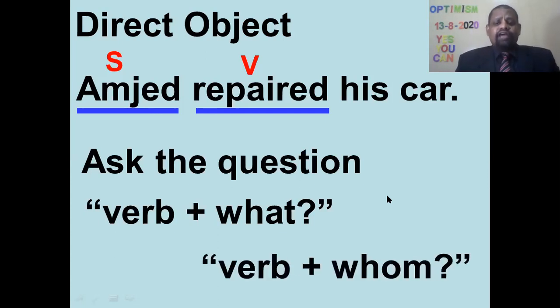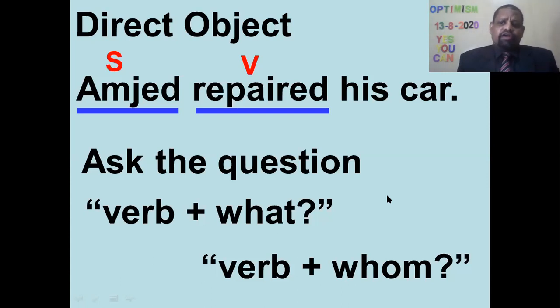Or you can ask who or whom. You just take the verb of a sentence, repair, plus what? Repair what? Another example. I listened to music. What is the verb? Listen. Take the verb plus what? Listened to what? Music. So music is a direct object.